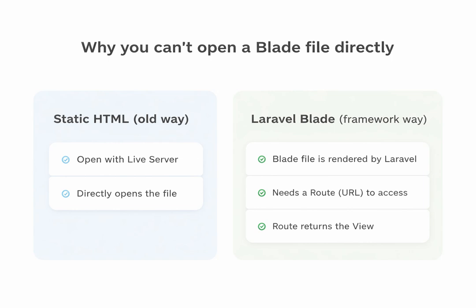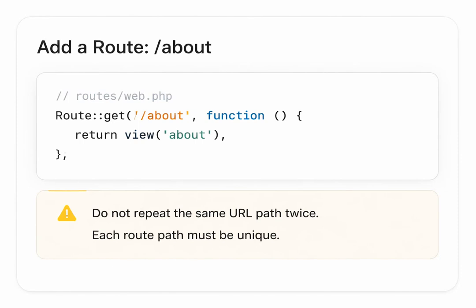So to access a new page, you don't just create the view, you also create a route so the framework can serve it through a URL. To create an about page, you define a new route, like /about. The callback returns view about. One important rule, you can't define the same URL path twice. Each path should be unique, otherwise you'll create conflicts and unexpected behavior.